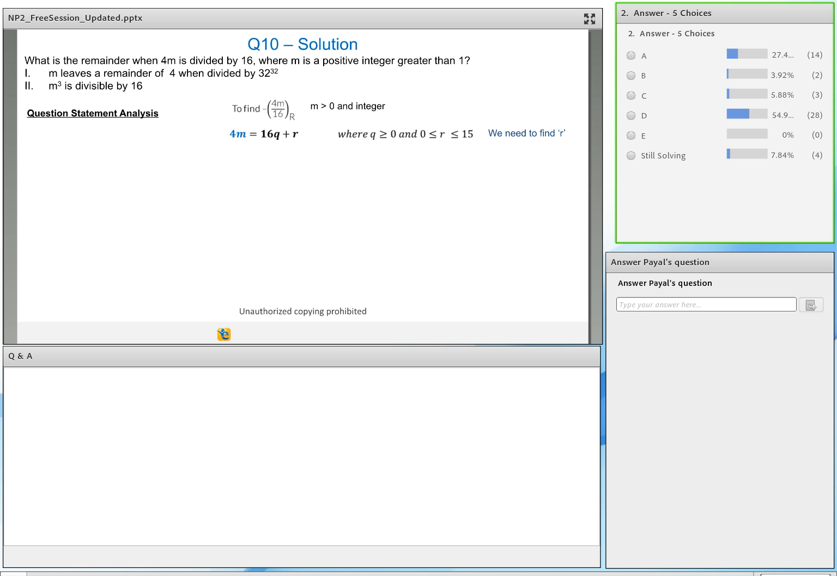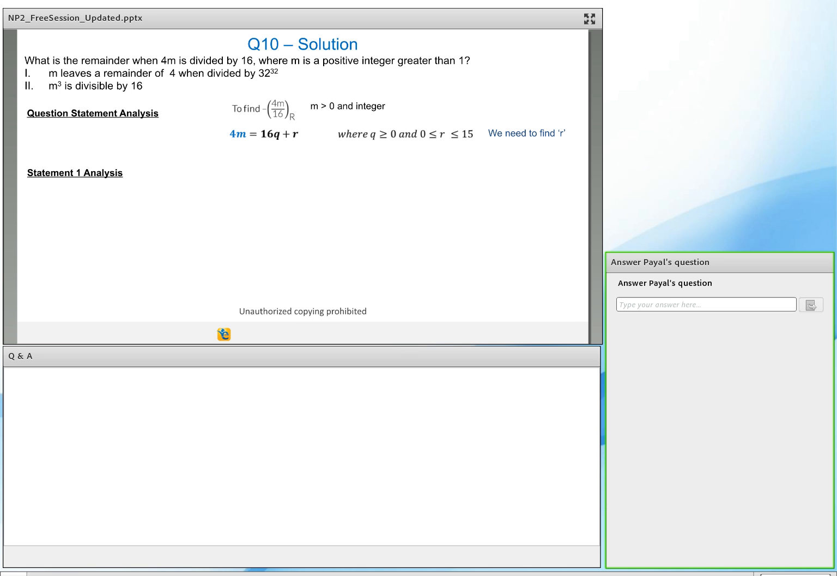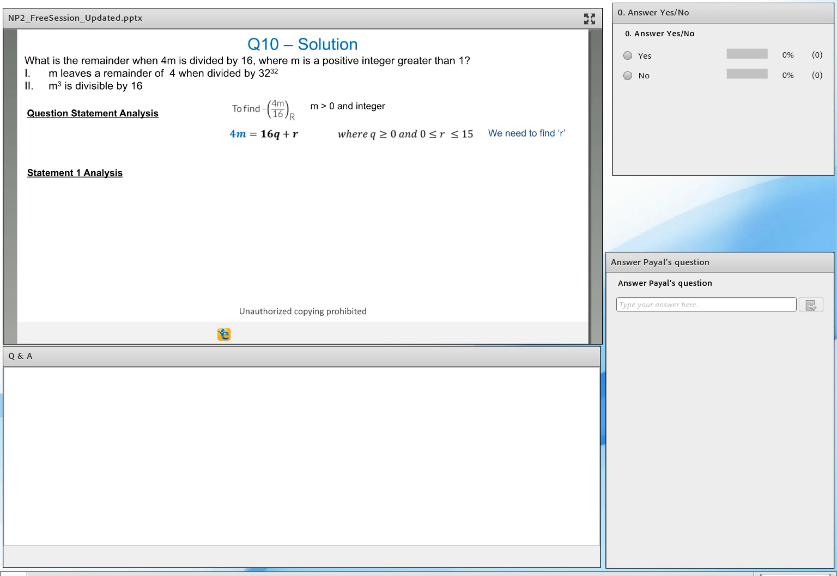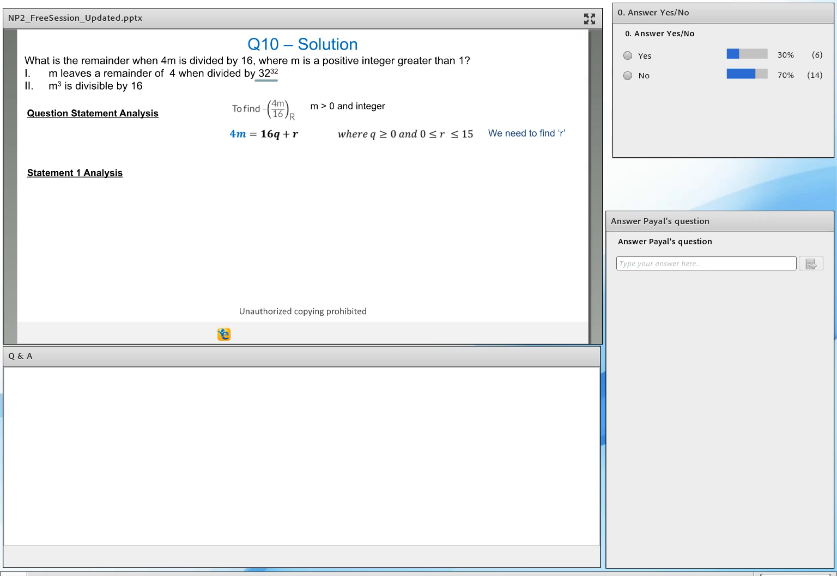So what does statement 1 tell me? Statement 1 tells me that m leaves a remainder 4 when divided by 32 raised to the power 32. First of all, how many of you, when you solved the question the first time, actually got scared looking at this statement? When you solved the question the first time, 32 raised to the power 32 as a divisor, that is a little scary. How about now? When you solve the question now, how was that experience? Were you still scared of it? Yes or no? So what made the difference? Why were you not scared of it?